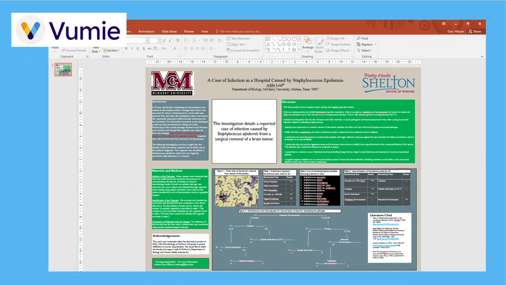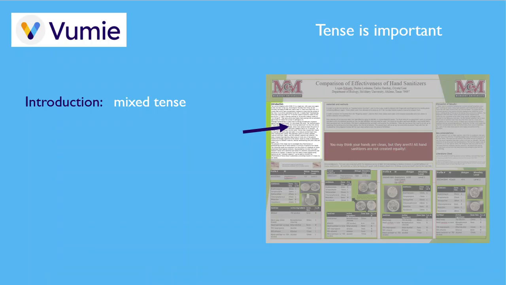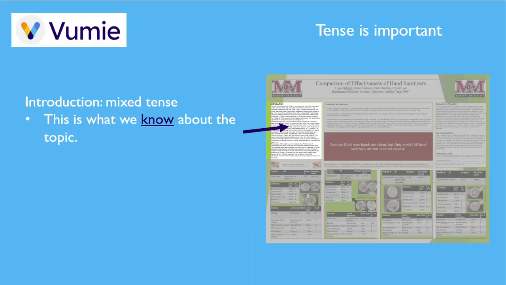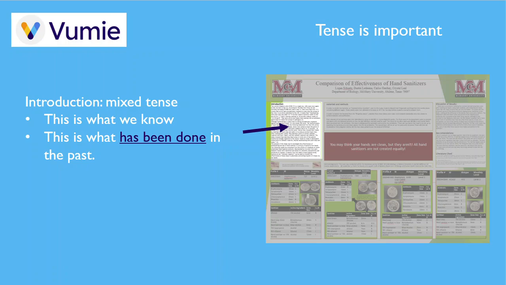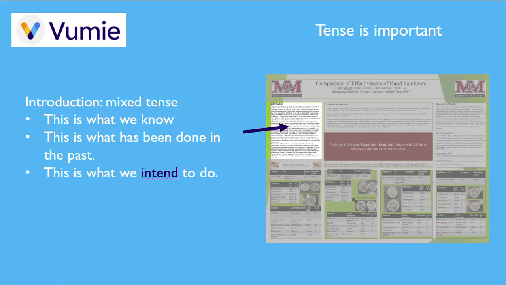Here are some hints on poster creation and scientific writing. First, tense is important. There is a format in scientific literature that is very consistent, and it relies upon knowing what tense to use where. For instance, the introduction. Things that you might include in that would be, this is what we know, which is present. This is what has been done in the past, that's past tense. And this is what we intend to do, that would be future tense.